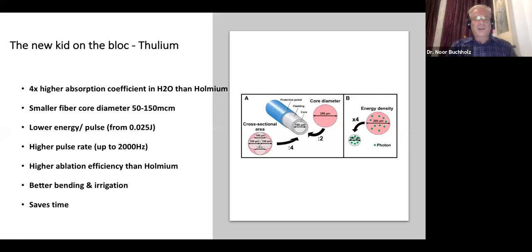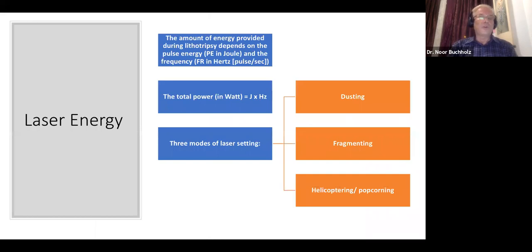So it should have a higher ablation efficiency than holmium, and because the fibers are so much thinner, we would get a better bending and better irrigation in our flexible ureteroscopes. All in all, it's set to save time, but certainly at this point in time, it doesn't save you money because it's very expensive still, as with all new technologies.